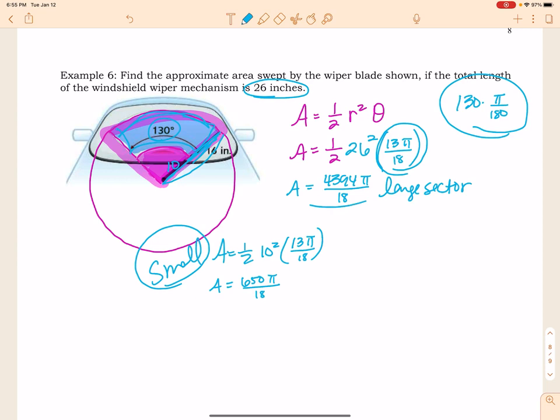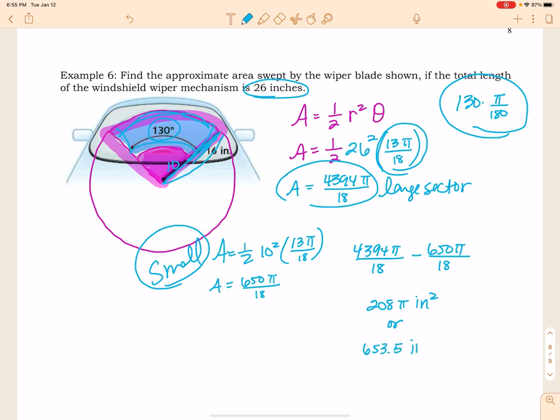So I'm going to take the large sector, 4394 pi over 18, and subtract from it this smaller sector, which gives me 208 pi inches squared, or if you find the value in your calculator, 653.5 inches squared. Easy peasy.